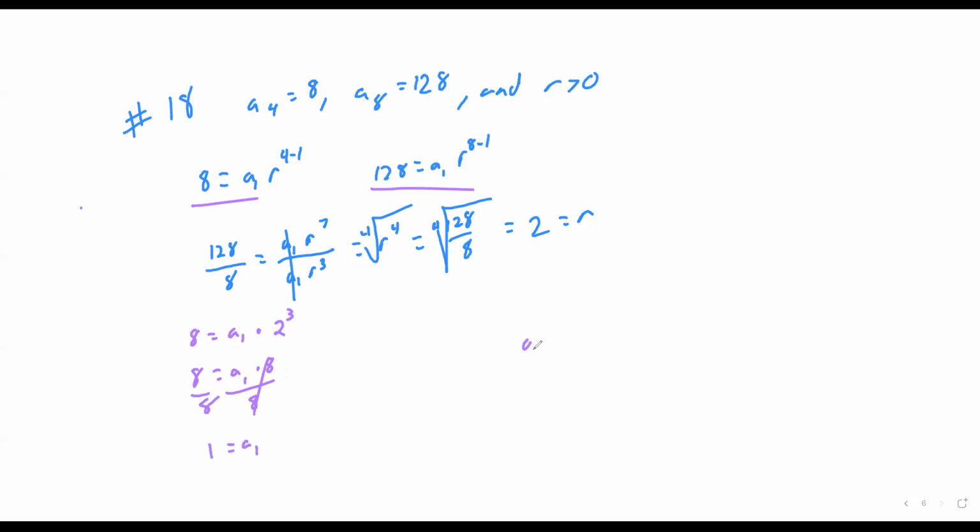So therefore, my equation would be a sub n equals 1 times 2 raised to the n minus 1, which is really just 2 raised to the n minus 1. All right. And again, a lot of times you'll see it with the parentheses, but same concept. So there is a little bit more work when you're not given a sub 1 or you're not given the ratio and things like that. So that gives you a couple examples to look at on that one.